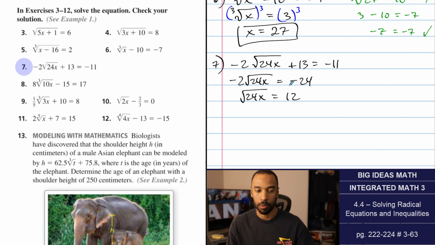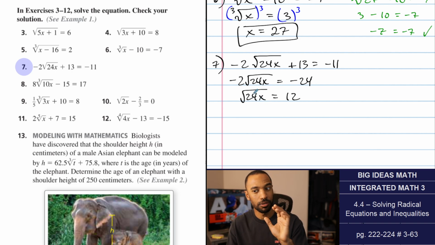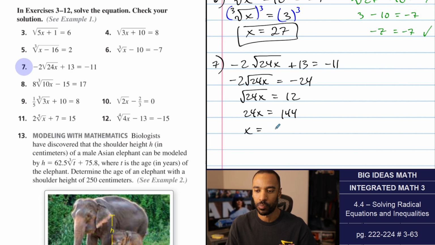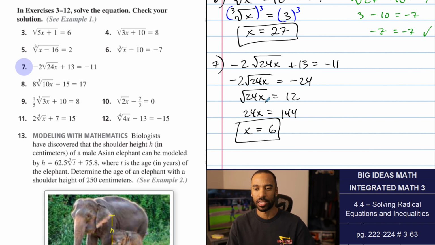At this point, I'll square both sides, right? I'm not going to write the squaring both sides this time. Let's see if you can follow along with that. 24x equals 12 squared, which is 144. And then we divide by 24 and we get x equals, I think, 6. X equals 6. And there's that double checking we can have, right?